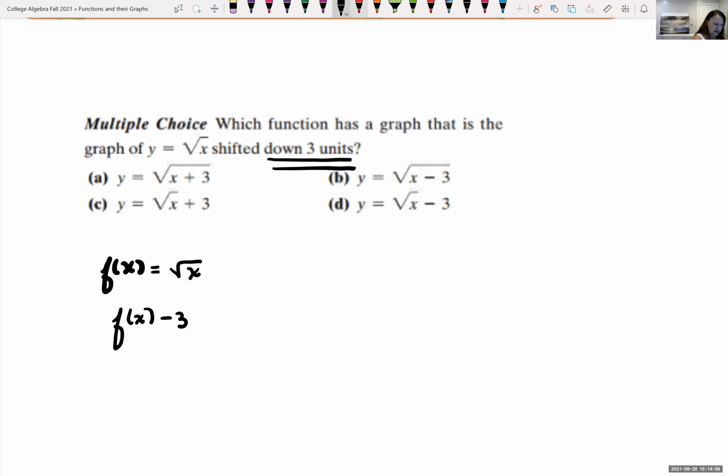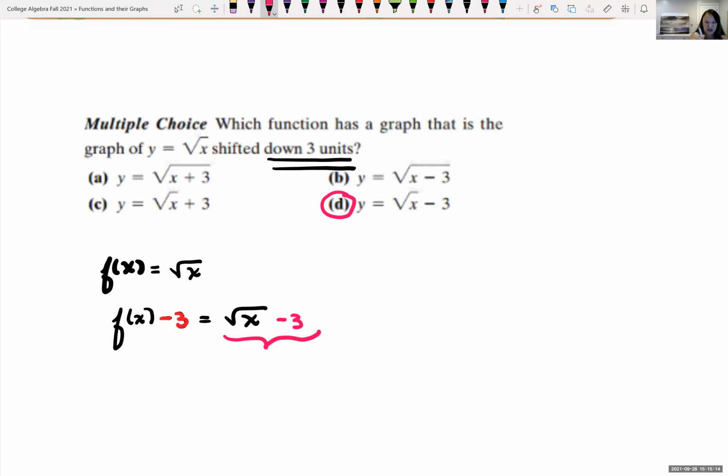And so if you think about that, subtracting 3 from this function f of x, well, f of x is the square root of x. And then if we subtract 3 from it, it looks like this, which is D.